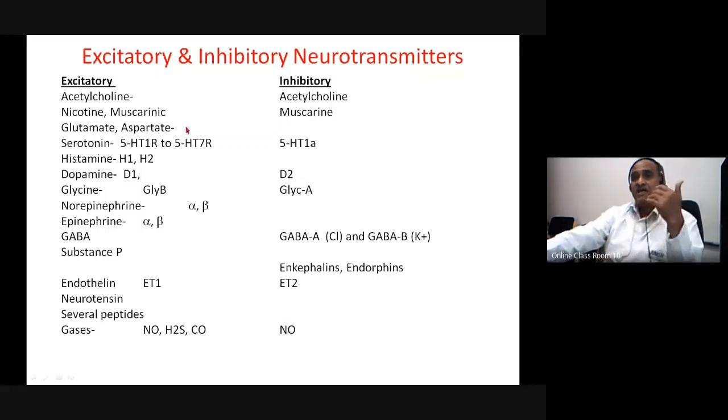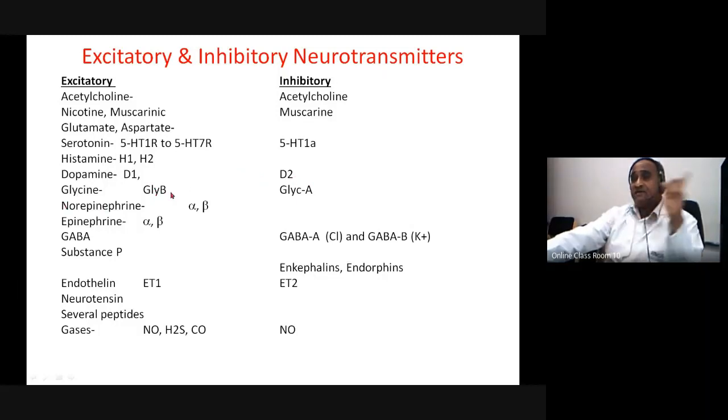I have said again NMDA 1, 2, something like that. I'm not bothered. It's an excitatory transmitter. Serotonin, most of them are excitatory, some of them are inhibitory. Histamine, H1 and H2, they are excitatory. Dopamine, D2 receptors are inhibitory. D1 receptors are excitatory. That means that produces depolarization. This produces hyperpolarization of certain membranes.